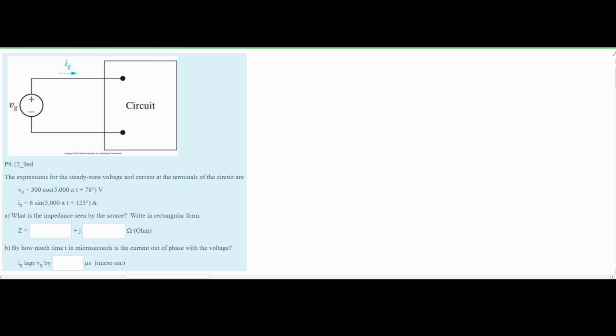In this problem, we are given the following circuit diagram, and we are told the expressions for the steady state voltage and current at the terminals. These are our terminals right here inside our circuit, and then we are given our V of G and our I of G right here, so our voltage and our current. We are asked what is the impedance seen by the source, and we need to write this in rectangular form.